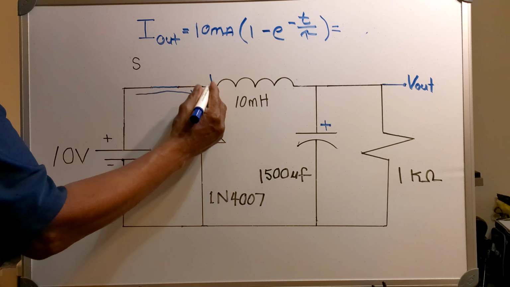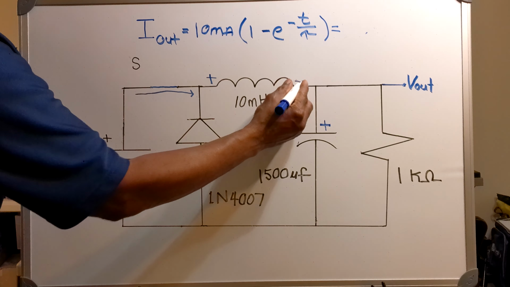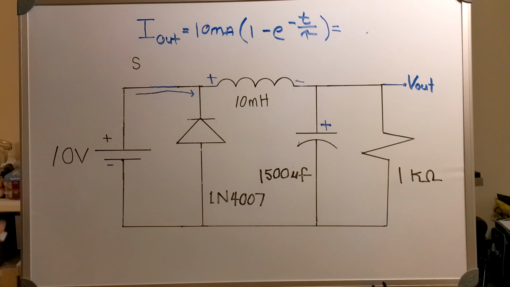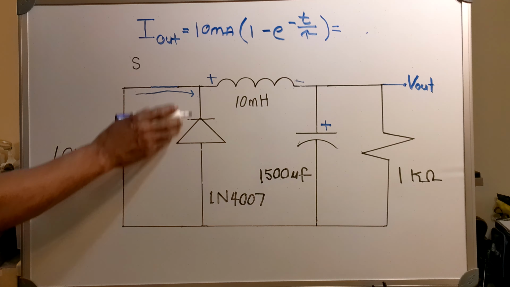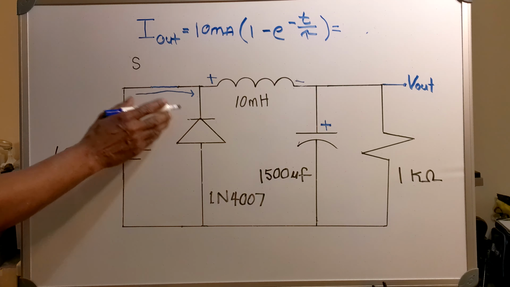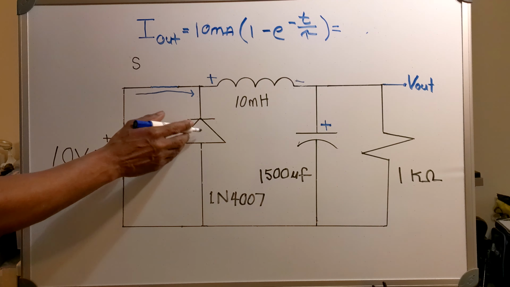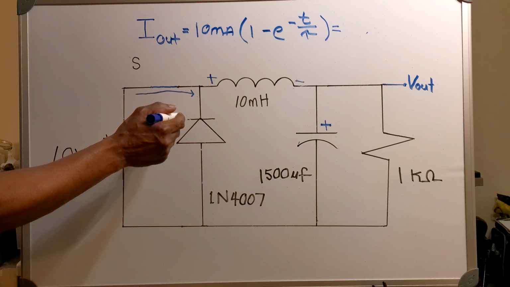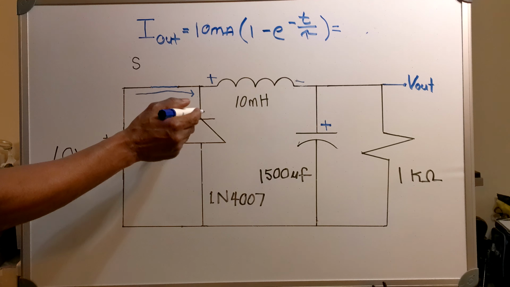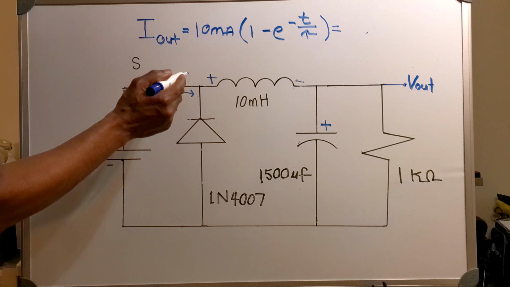This side of my inductor is positive, and this side is negative. Now, there is no current flowing through my diode because my diode is reverse bias. This is my anode, and this is my cathode, and this is the positive side of the circuit.